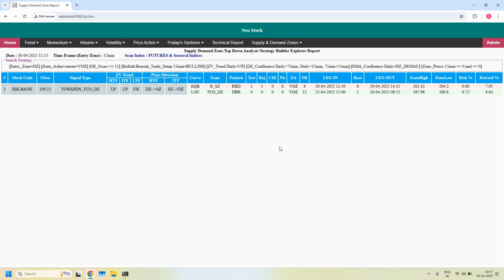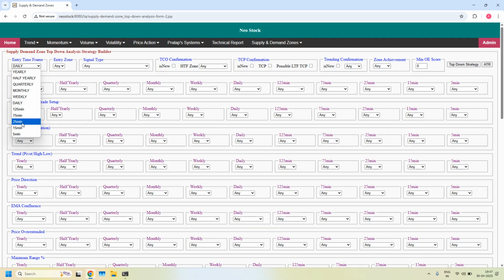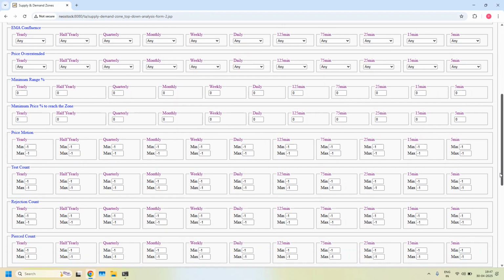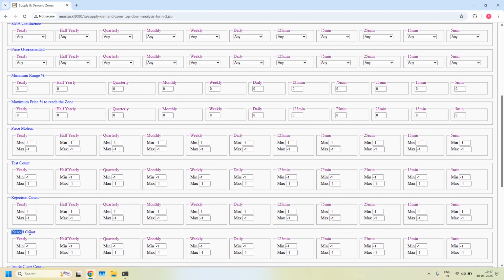Okay, next we will look into, this is bullish trade setup for daily income trade. Next we will look into bearish trade setup for daily income trade. Entry time frame 15 minutes, entry zone supply zone, bullish or bearish trade setup at 15 minutes time frame. I am selecting bearish. Zone achievement, violated opposing zone, minimum odd enhancer score should be 12. And also this 15 minute supply zone should not be pierced. So in the pierced count parameter, at 15 minutes time frame, I am setting minimum value 0, maximum value 0.